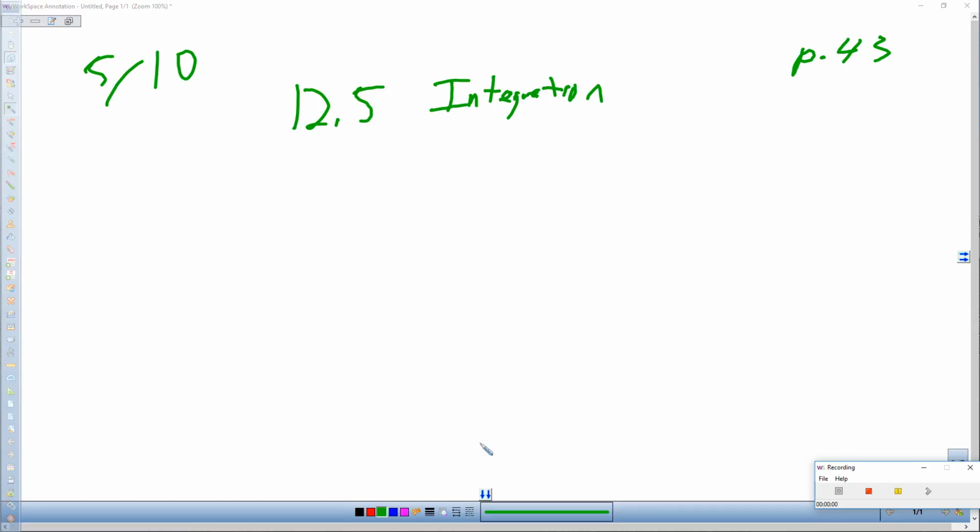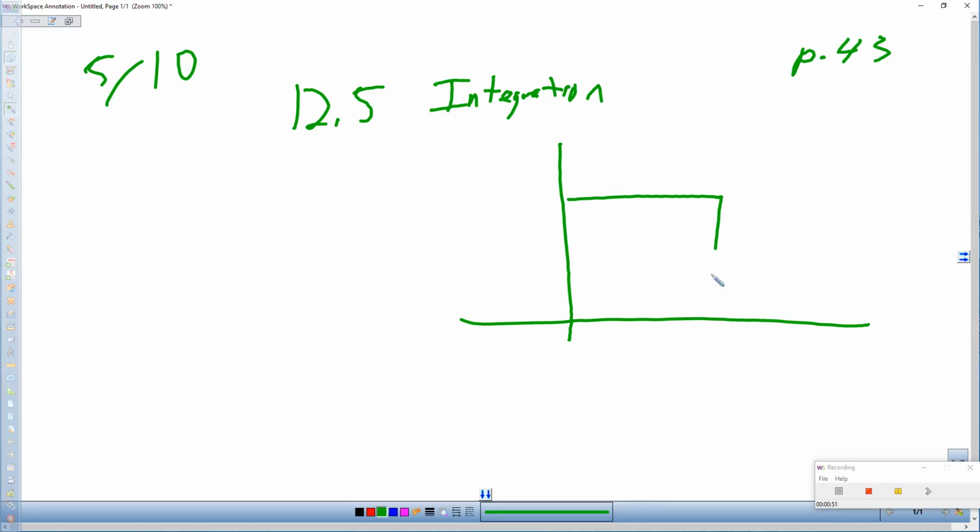Now, the general goal of integration, what's the general goal of derivatives? Find the slope of a line anywhere, the slope of the tangent line. When we talk about integration, the overall goal was how do we find the area of a shape? So, how would you find the area of this shape? Formula. Length times width, so x times y.